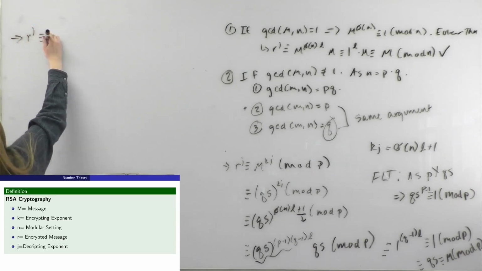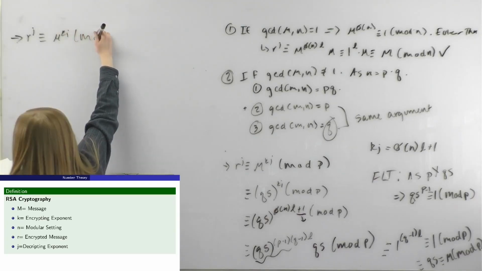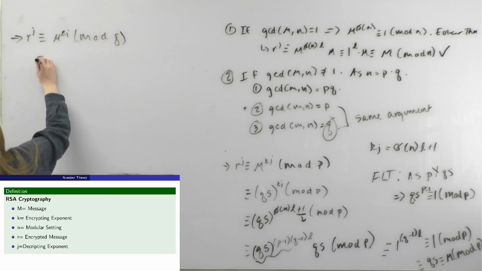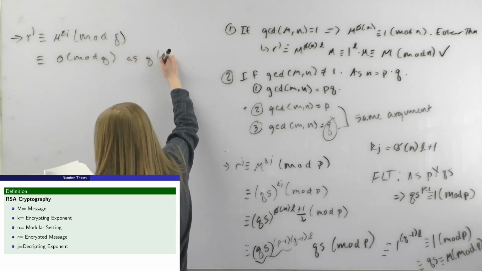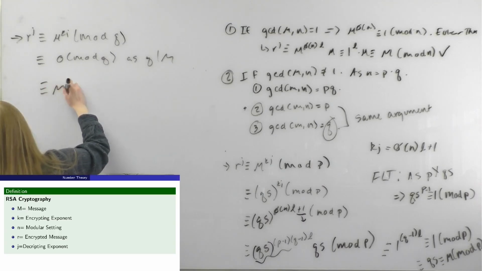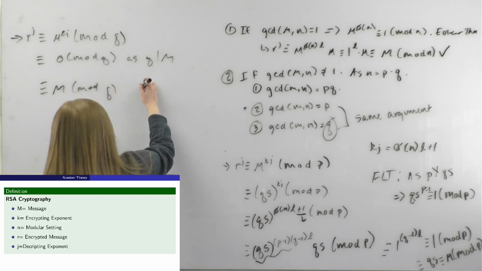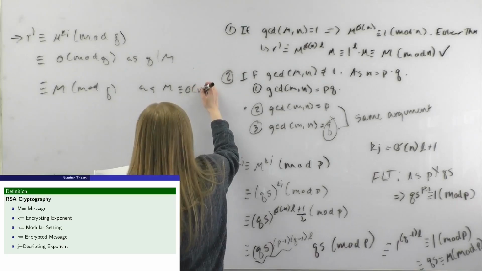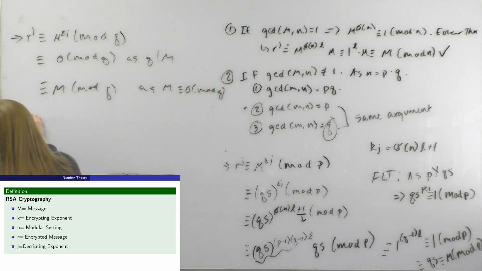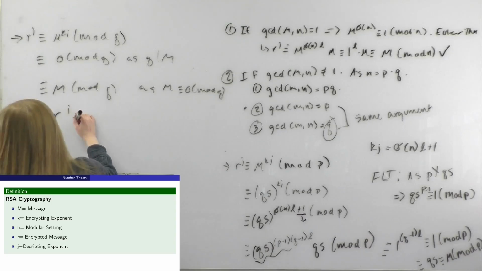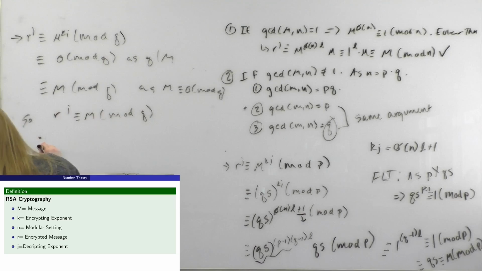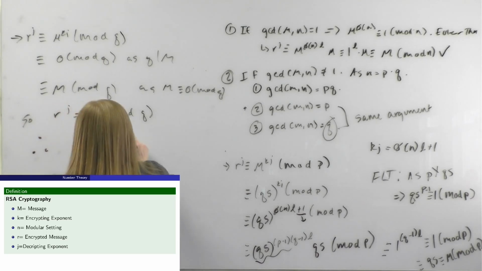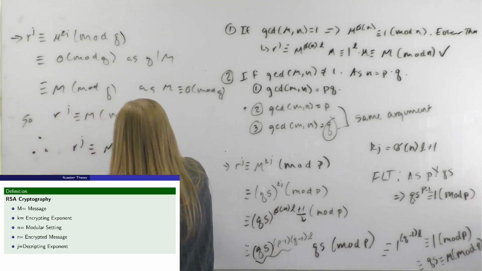We have R to the J is congruent to M to the K to the J mod Q, which is congruent to 0 mod Q, as Q divides M, which is congruent to M mod Q, as M is congruent to 0 mod Q. So we see that R to the J is congruent to M mod Q. Therefore, R to the J is congruent to M mod PQ.